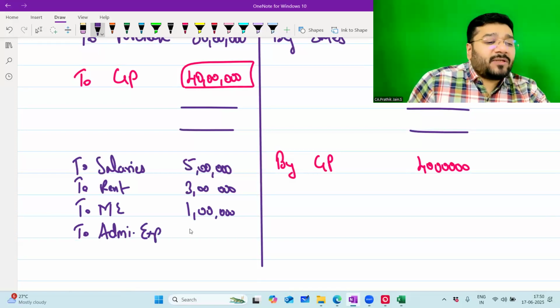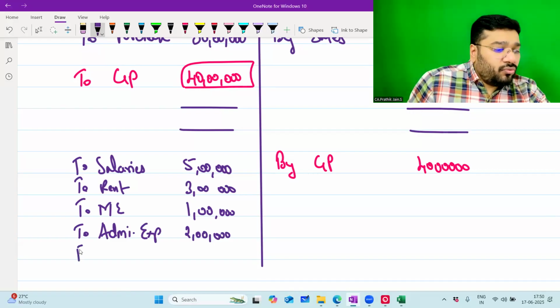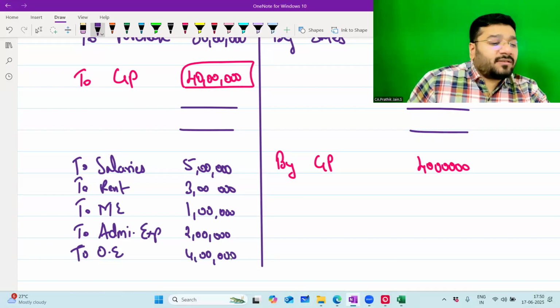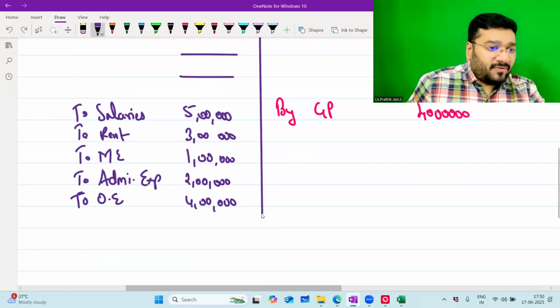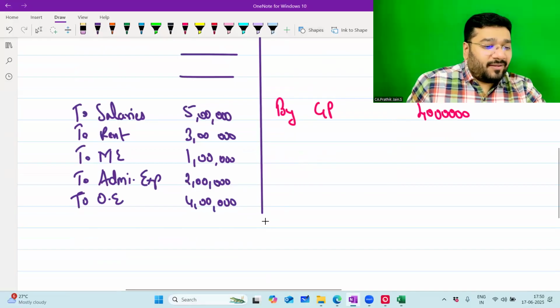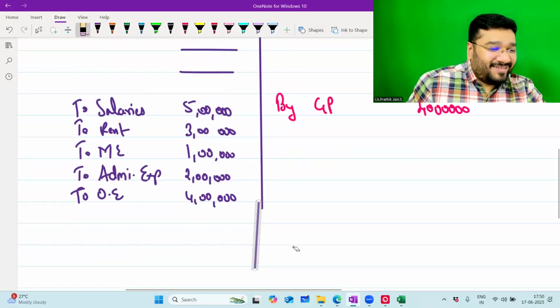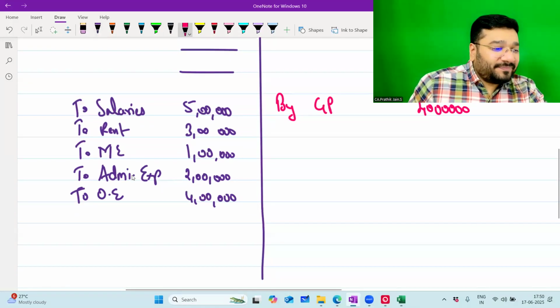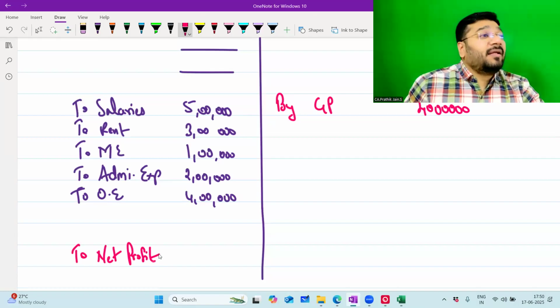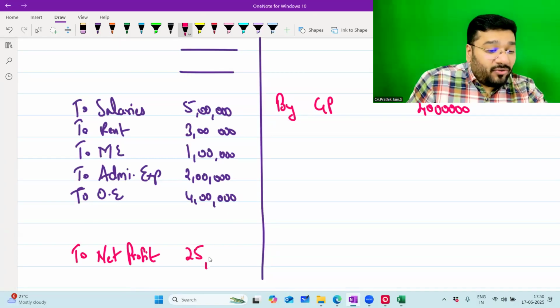5 plus 3 is 8. 8 plus 1, 9. 2 lakhs. How much is it? 11 lakh. Other expenses, how much? 4 lakhs. How much total expenses? Who said 25? Oh, covering up. Tell me what is my net profit, people? How much is it? Loudly. 25 lakh. Okay.